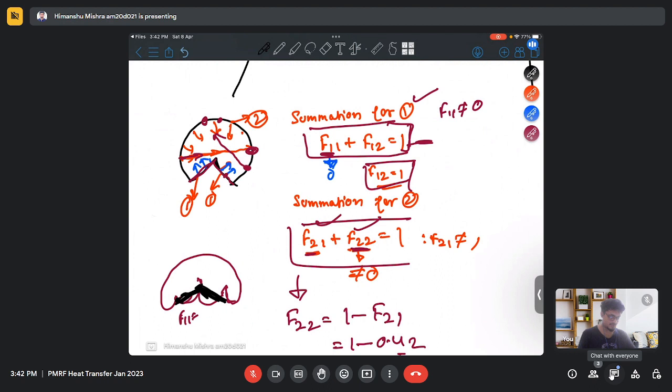So using the summation rule at plate 1, you can easily show that your F12 equals 1. That means all the radiation coming from surface 1, 100% of the radiation, will fall at surface 2. Okay, sir.